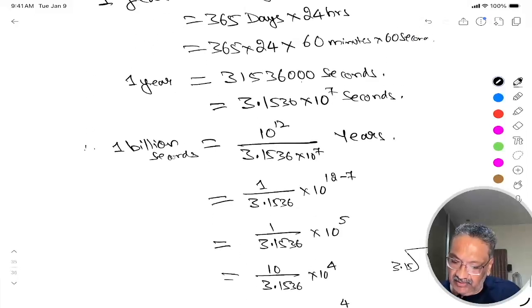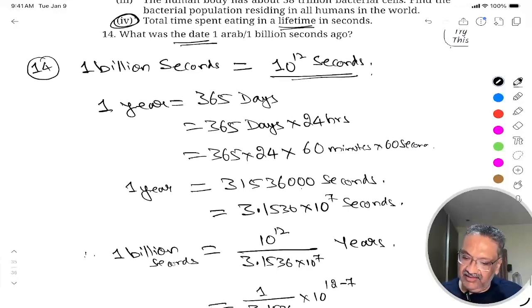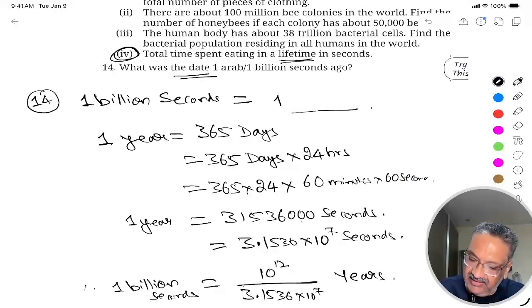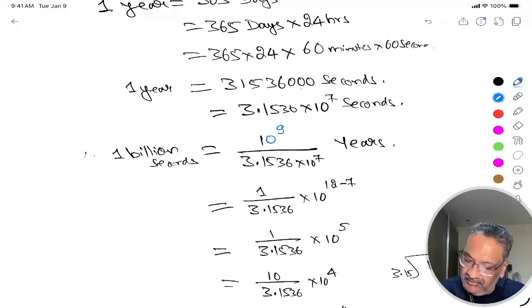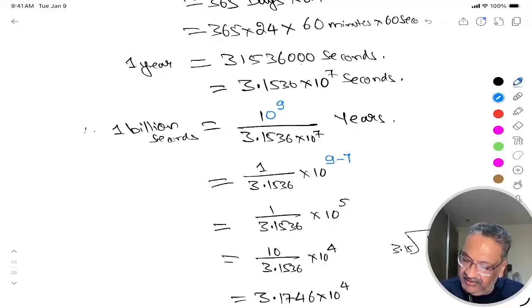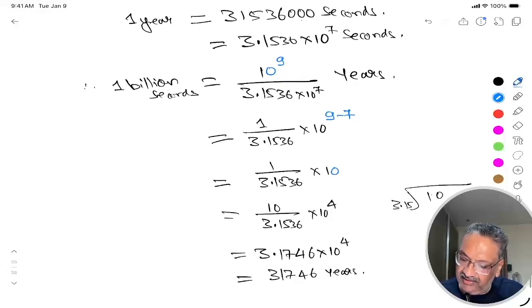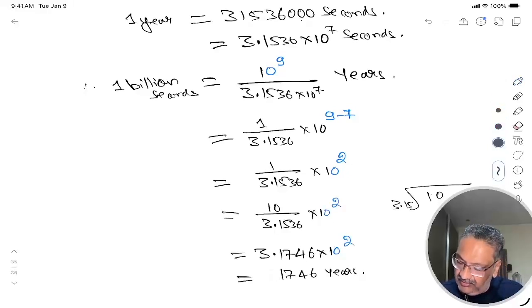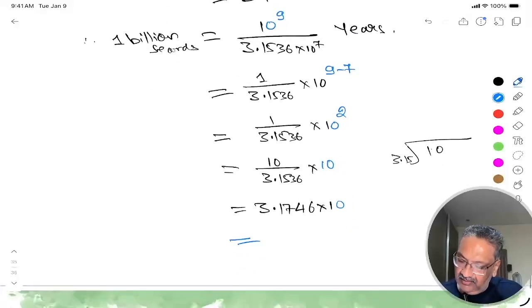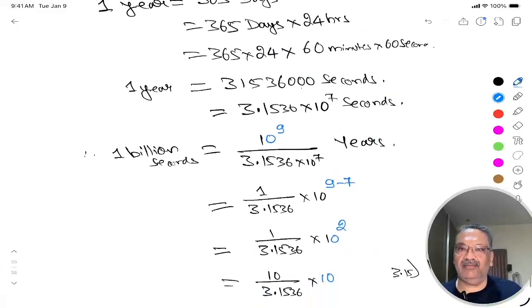Okay, sorry, I made one major mistake here. This is 1 trillion. See, 1 billion is 10 to the power of 9 seconds. So this is not 12, this is 10 to the power of 9. So this becomes 10 to the power of 9 minus 7, which is 2, so this becomes 10 square. So this is nothing but 31.746 years. See, if you make one small mistake, what is the effect it has?